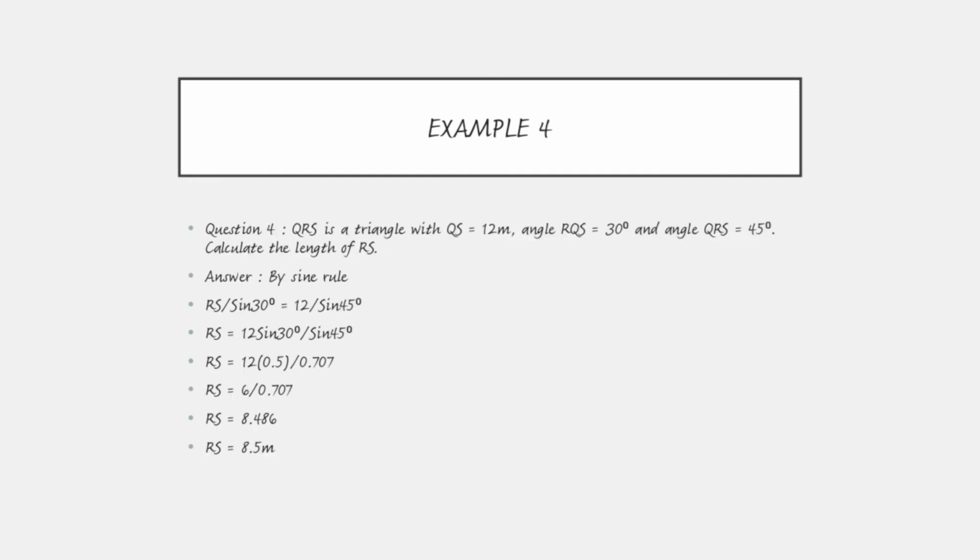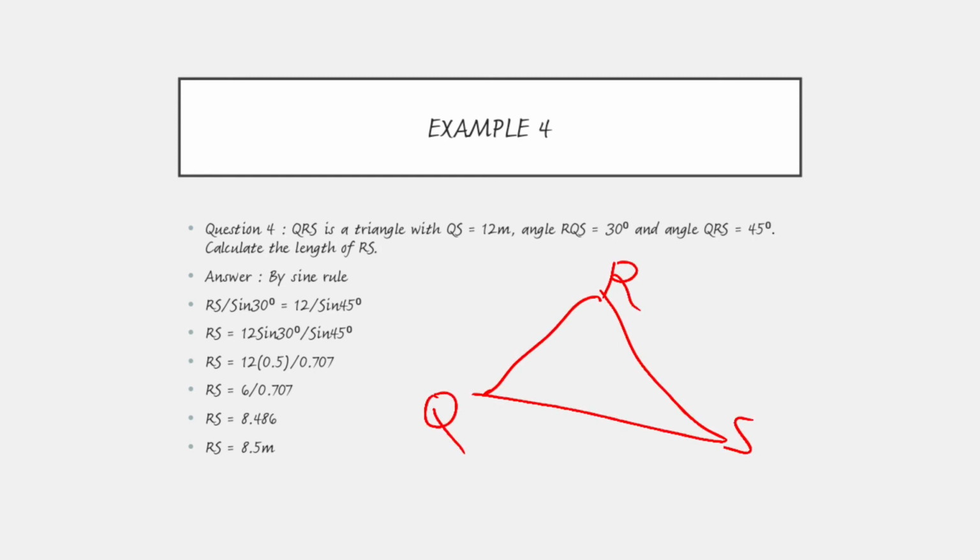Example 4. QRS is a triangle where our QS is 12 meter, our angle RQS is 30 degree, and our angle QRS is 45 degree. They now ask us to calculate line RS.